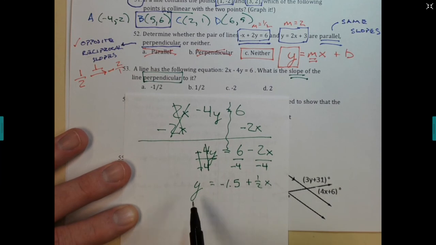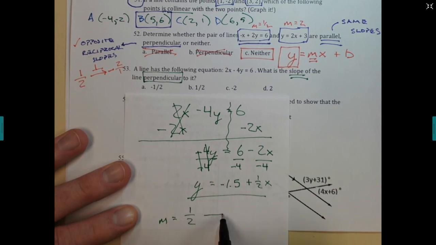So what's the slope of this line now that I've done all that? You've done all that work. 1/2 x. Okay, so careful. The slope is the number next to x. The slope isn't x. So the slope is what? 1/2. Yeah. Now, but they didn't ask for the slope of this line. We've got to find the slope of a line that's perpendicular to that one.